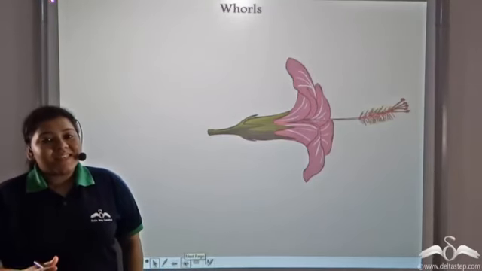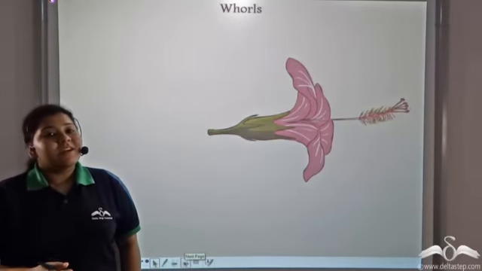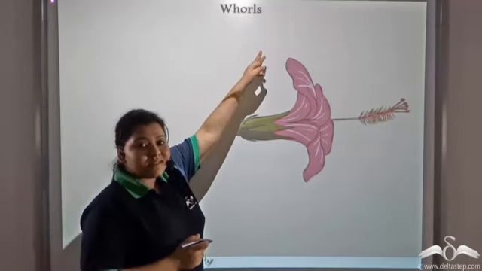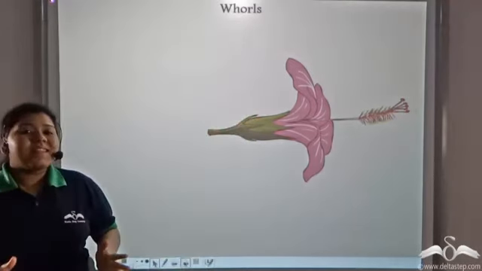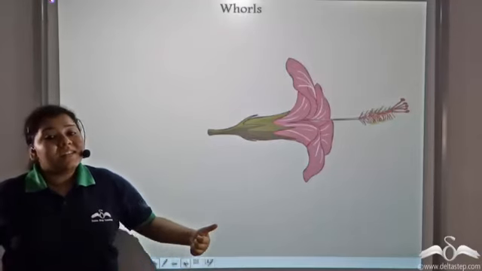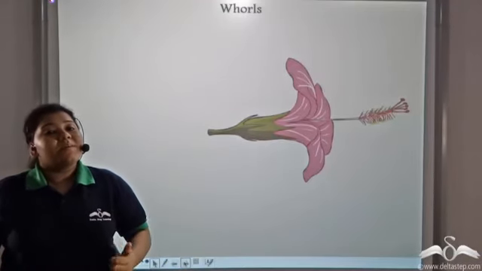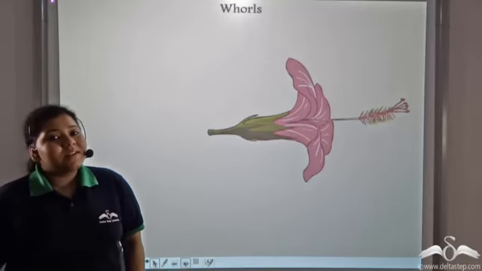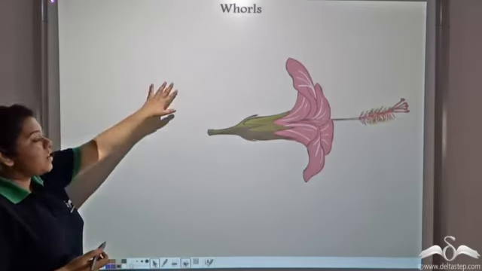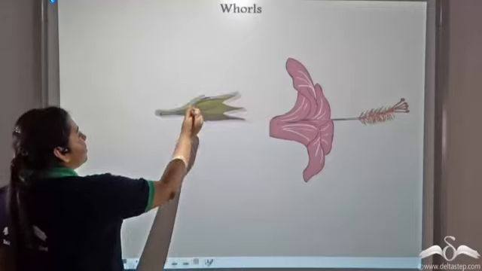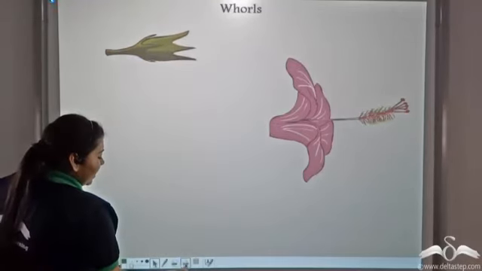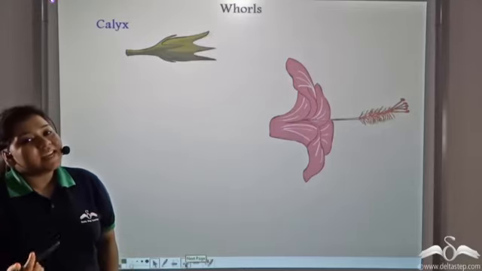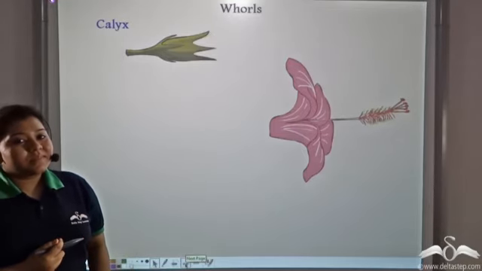Just like the palace has 4 parts, a flower has 4 parts known as whorls. Now, just like the soldiers were guarding outside the palace, protecting the palace from outside, similarly, the outermost whorl of the flower is known as the calyx, and this calyx provides protection to the entire flower.